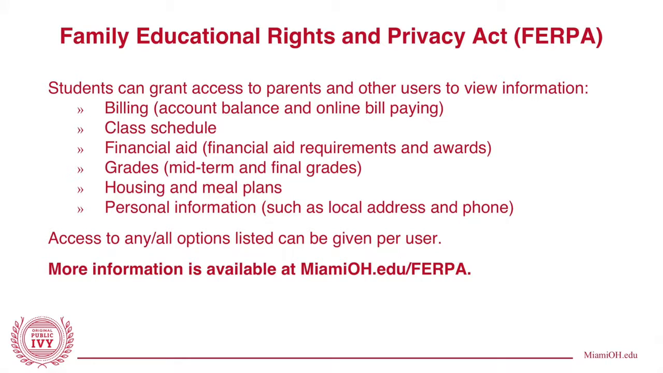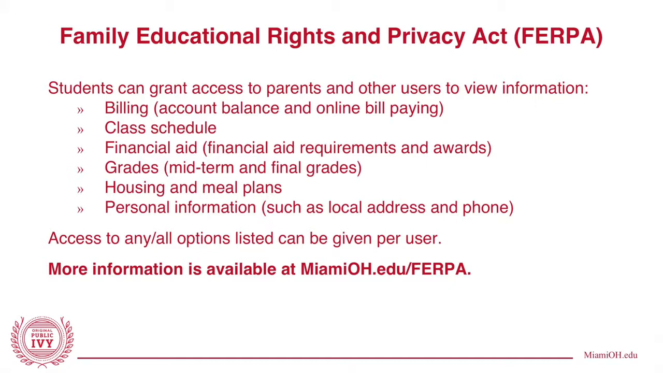FERPA is a federal law that protects the privacy of student education records, both financial and academic. Students can grant access to others to view their financial and academic records. This can include a parent, guardian, friend, relative, or any other designated person. This applies to students once they have registered for classes, regardless of age, and continues even after the student's graduation.